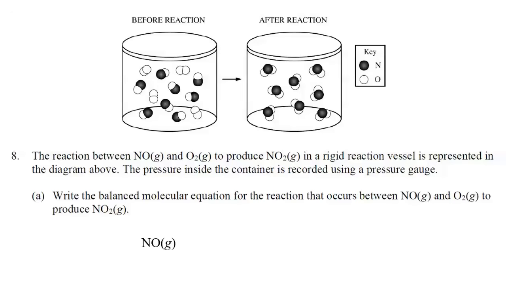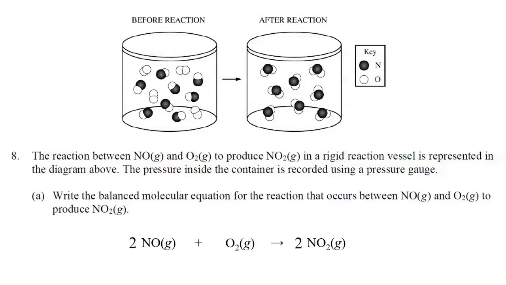So our reactants are NO plus O2, and our product is NO2. To balance this equation, we need to get more oxygens on the right. So I'll put a 2 in front of the NO2, and now I need another nitrogen on the left, so I'll put a 2 in front of the NO.